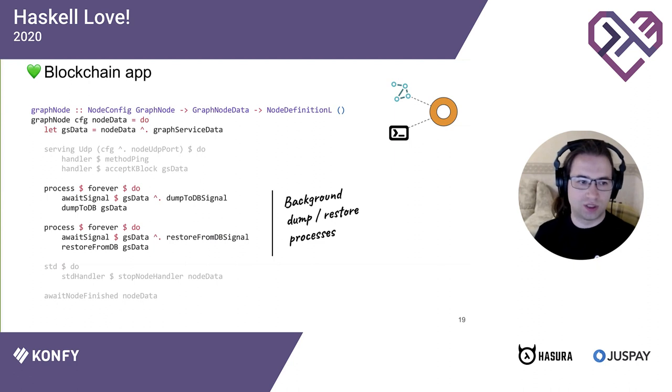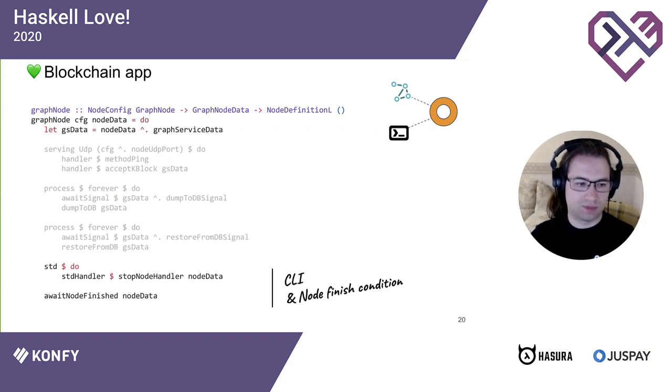Also, we declare processes. This time, the processes will be waiting for a signal which can come from the command line interface, and these signals will trigger an internal function which will take a graph and either dump it to a separate key-value database or restore it from a separate database. So we can interact with those processes. And again, some definition of command line interface and a condition to finish the node.